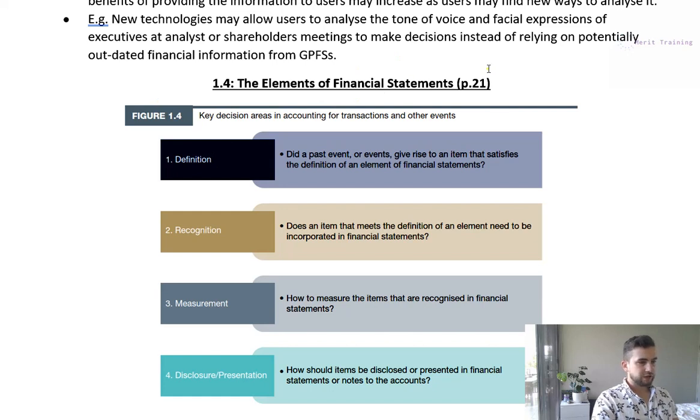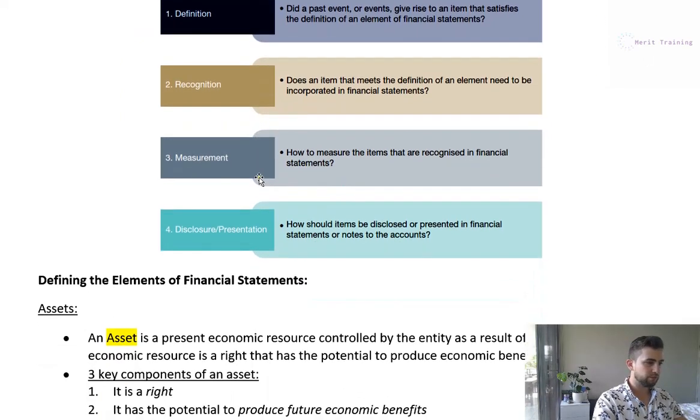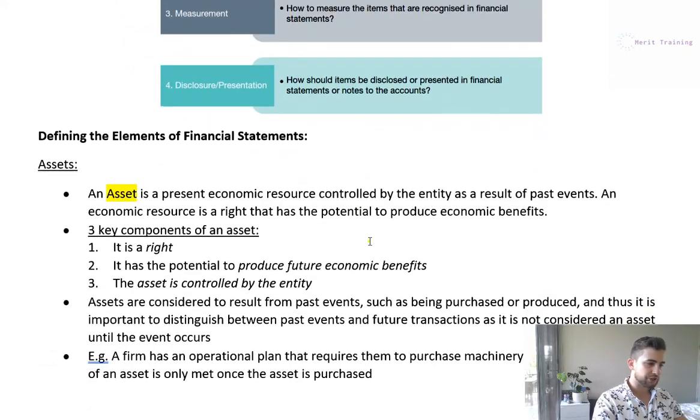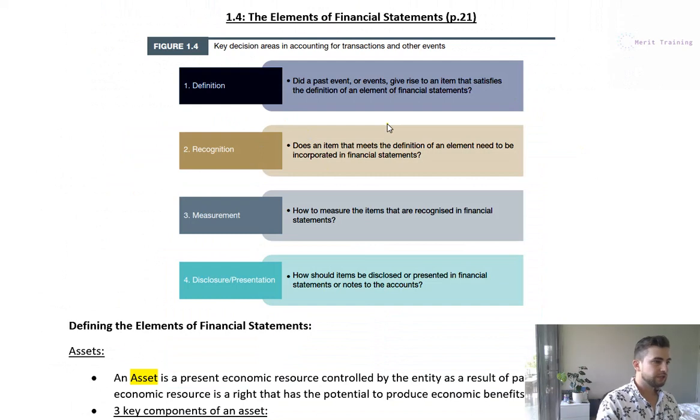Okay, so now let's talk about the elements of financial statements. So the key decision areas in accounting for transactions in other items: we've got definition, we've got recognition, we've got measurement, and disclosure and presentation. So anytime you look at a certain transaction, whether it's an expense or purchasing an asset or incurring a liability, you're going to have these questions. First of all, definition: does it actually satisfy the definition of a liability? Does it actually satisfy the definition of an asset?